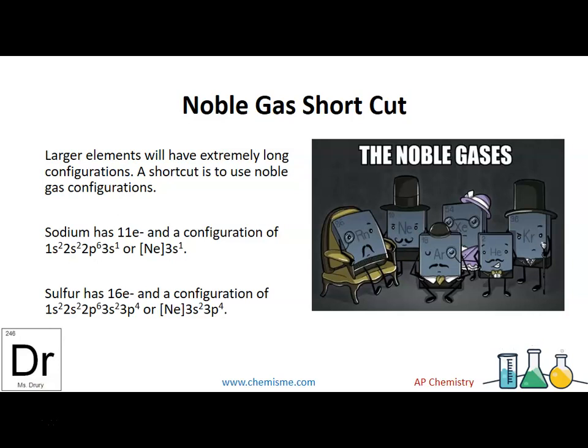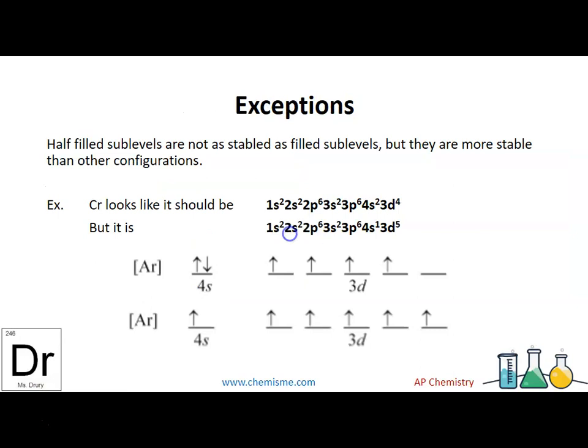For sodium, you can write it long, or you say neon in brackets because it's a noble gas numerically before it, and then 3s1. Neon had 10 electrons, and so the additional electron gives 11 electrons for sodium. Or similarly, sulfur, who has 16, can be written out long, or again, sulfur's noble gas before is neon, 3s2, 3p4. So this can continue and we'll practice more in class.